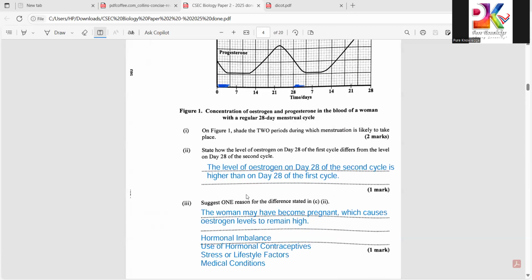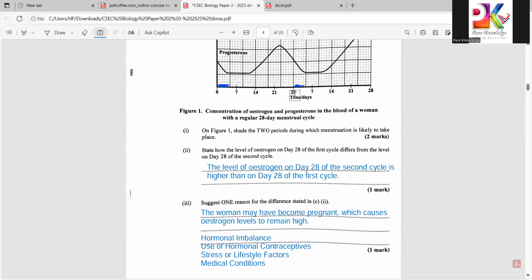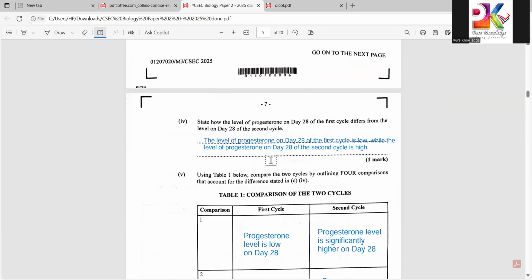So let's look at the other question. It says, state how the level of progesterone on day 28 of the first cycle differs from the level on day 28 of the second cycle. Now we can see the level of progesterone on day 28 of the first cycle is lower, while the level of progesterone on day 28 of the second cycle is high. And we can see that day 28 here is around here, while day 28 here is way up here, right? So that is one mark.